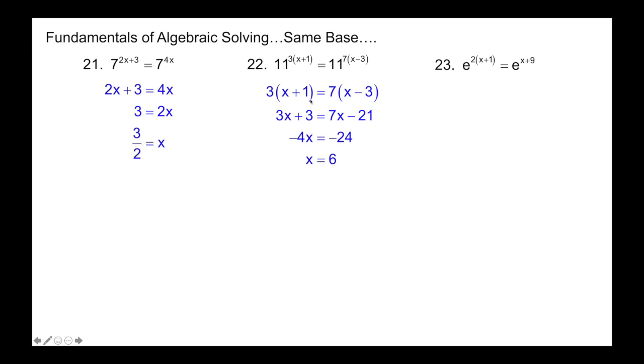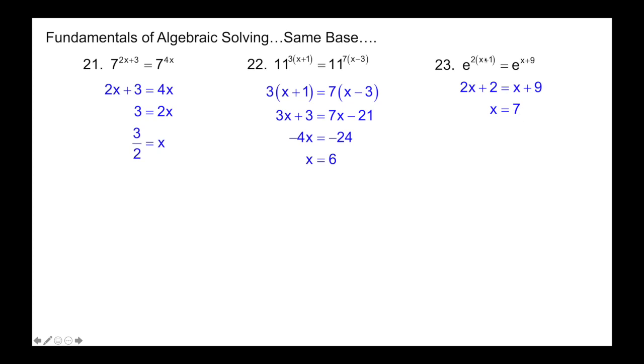Now if I check that, 6 plus 1 is going to give me 7. 7 times 3 is 21. Over here, I've got 6 minus 3, which is 3, and 7 times 3 is also 21, so that checks out. And then for 23, again, I have the same base, so I'll go ahead and set those exponents equal. By distributing this 2 in, I get 2x plus 2 on the left is equal to x plus 9. I subtract an x over, I subtract a 2 over, and I get x is equal to 7.